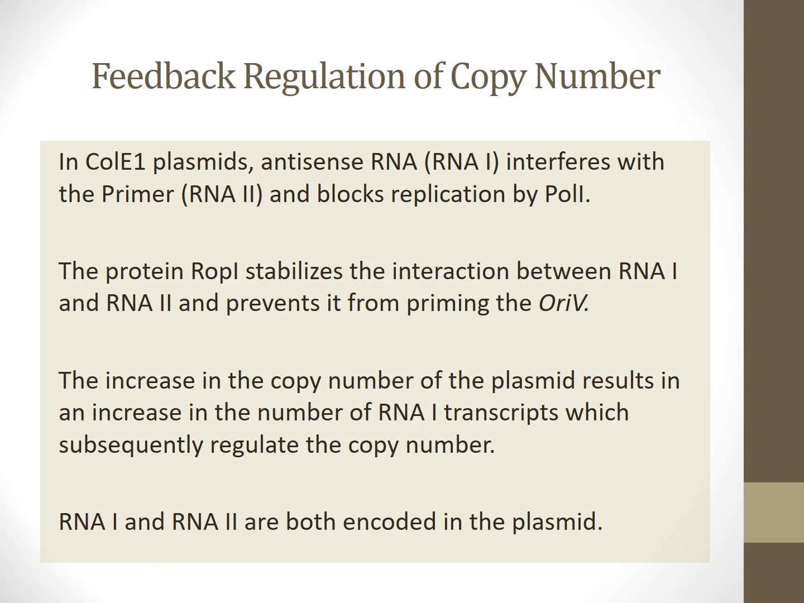The copy number of the plasmid is regulated by a feedback mechanism in which RNA molecules such as RNA1 and RNA2 may be associated with regulation, as well as proteins such as Rop. If the copy number of the plasmid increases, the number of RNA1 transcripts increases, which in turn regulates the copy number by interacting with RNA2. Both RNA1 and RNA2 are plasmid-encoded RNA transcripts.